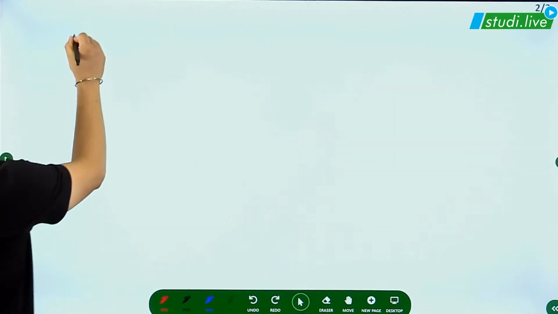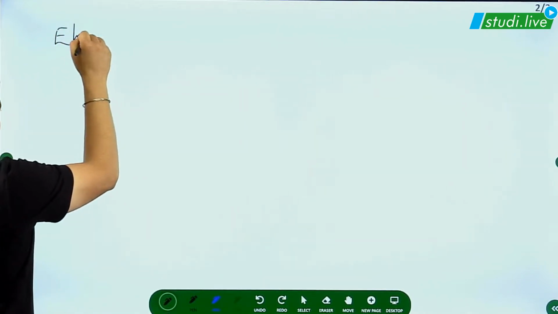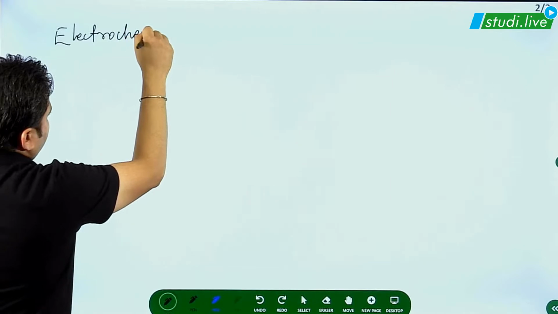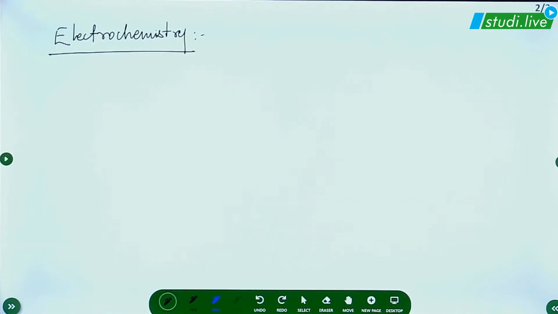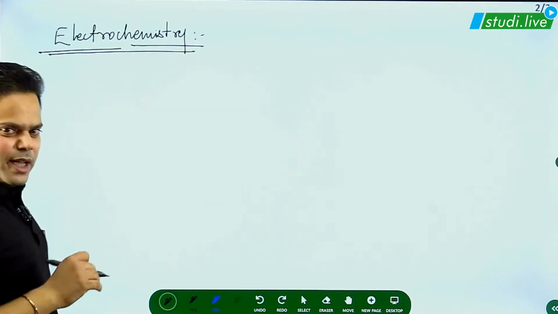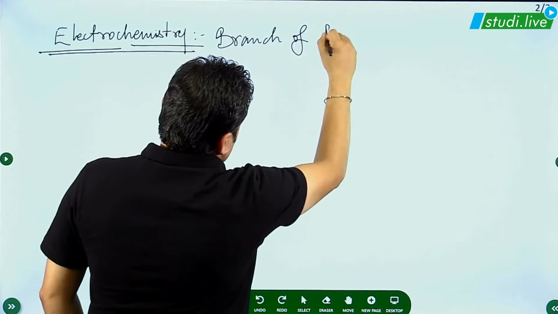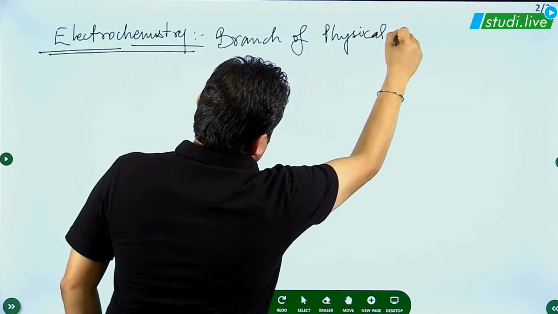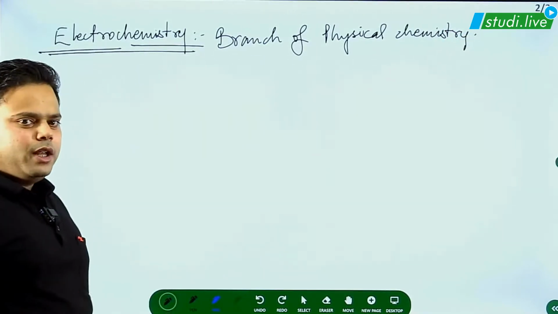Basically, what do we understand by this term electrochemistry? So, talking about electrochemistry, what do we understand by this term? As you can see on the screen, this is two things, electro and chemistry. Now basically this is a branch of physical chemistry. Now when we talk physical chemistry, what exactly do we mean by this term?